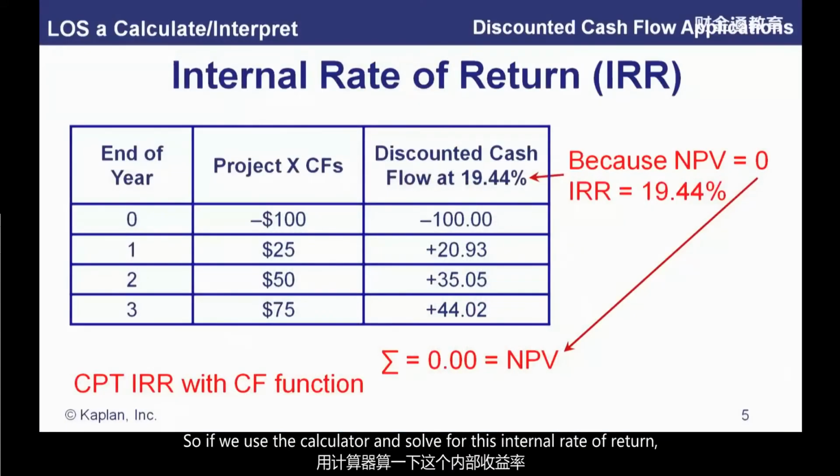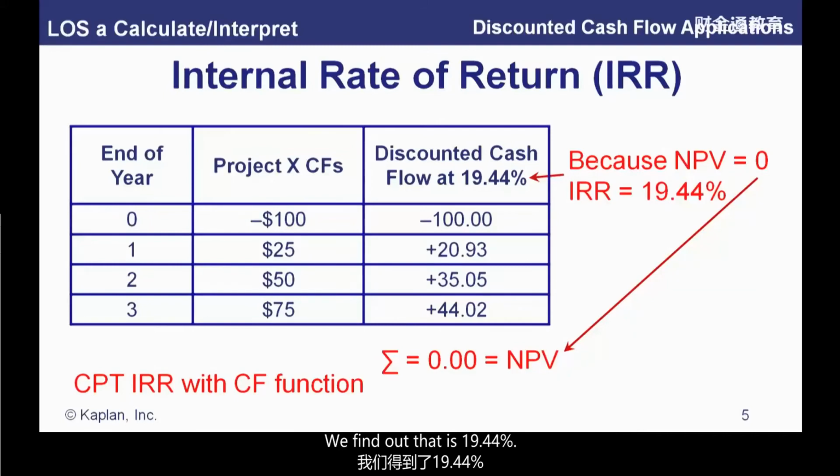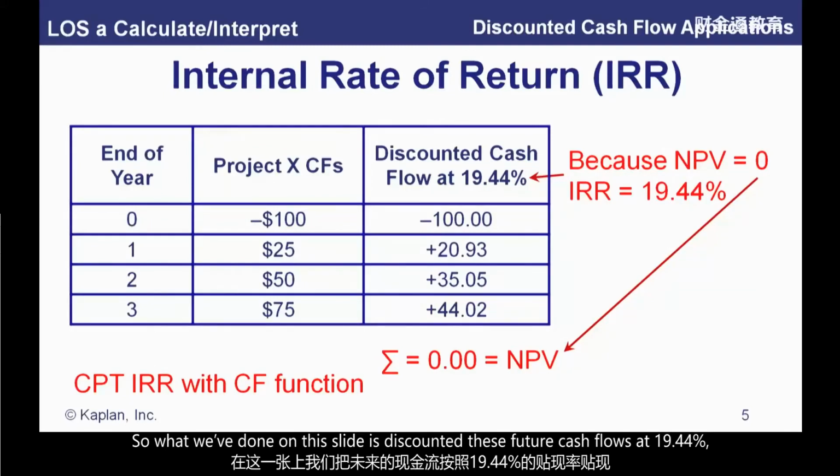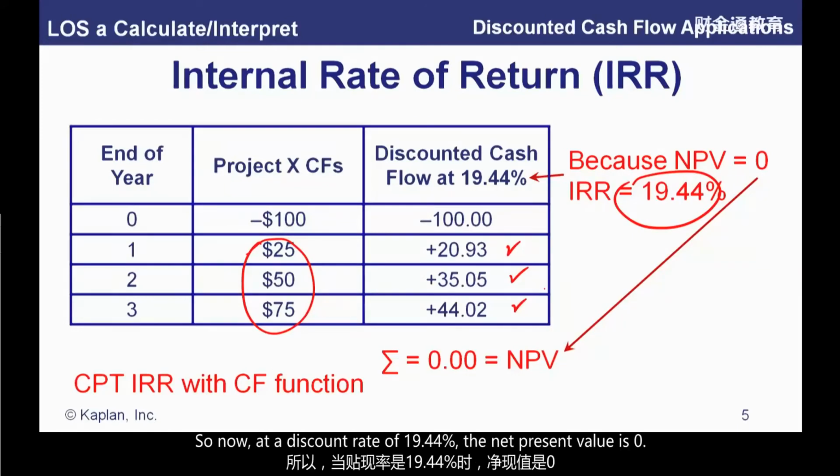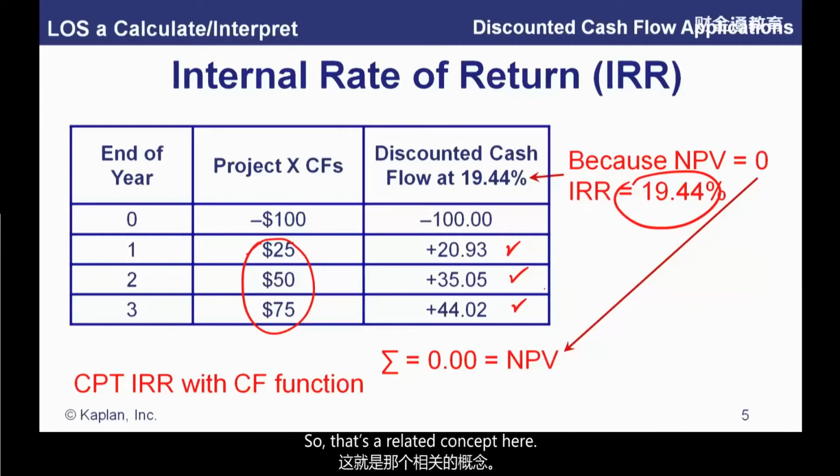So if we use the calculator and solve for this internal rate of return, we find out that it's 19.44%. And so what we've done on this slide is discounted these future cash flows at 19.44%, taken their present values, and when we add those up, they just equal the initial outlay of 100. So now, at a discount rate of 19.44%, the net present value is 0. So that's a related concept here.